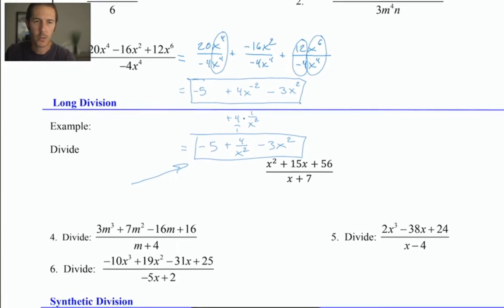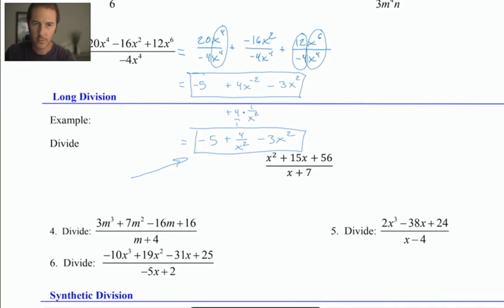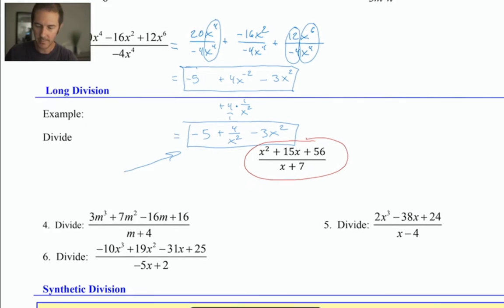Then we move into long division. So you can see in this example that I'm taking a polynomial in the numerator, a trinomial, and I'm dividing it by x plus 7, a binomial. So one way to do that is using long division. And I'm not going to do that one. I think I'm going to do number 5 instead.